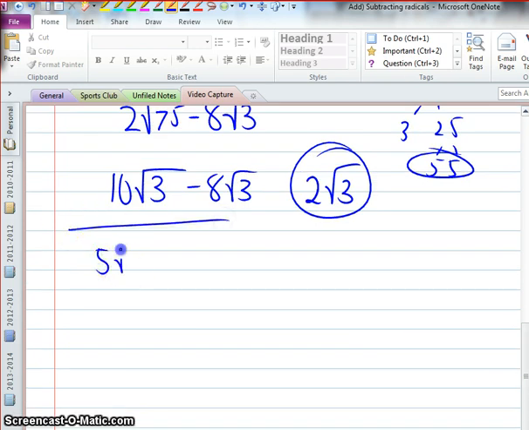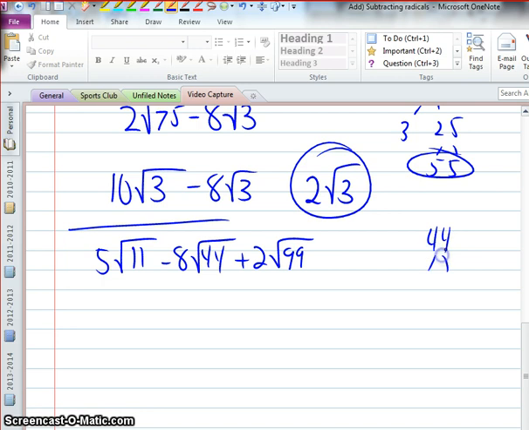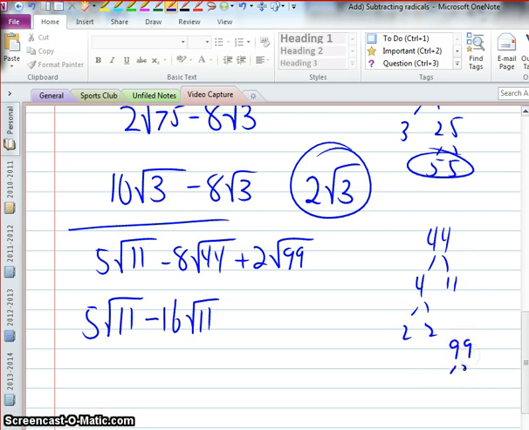Final example, I'm going to use 3 terms. Eleven's prime, so we know that can't be simplified. 44, on the other hand, is 4 times 11, which is 2 times 2, so that means there's a 2 coming out and an 11 staying in. The 2 coming out is going to meet that negative 8, making it negative 16. And 99 is also 11 times 9, which is 3 times 3.